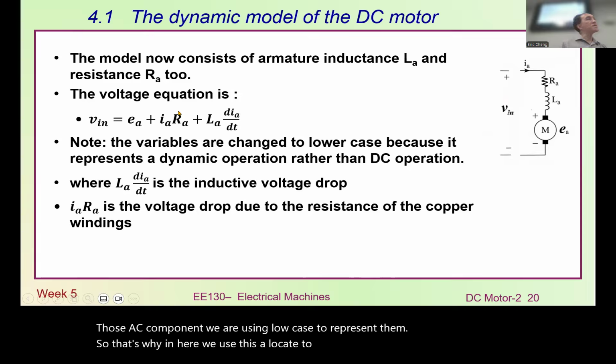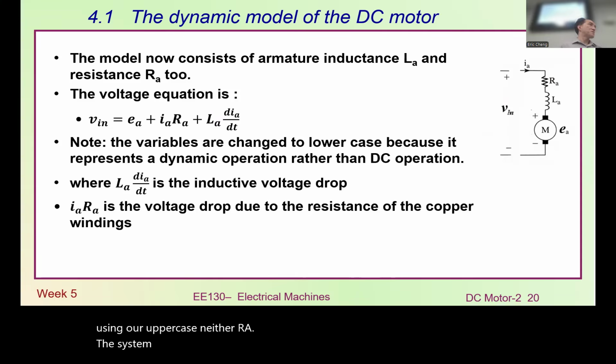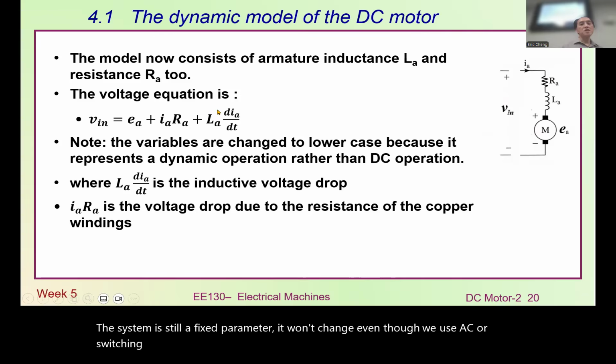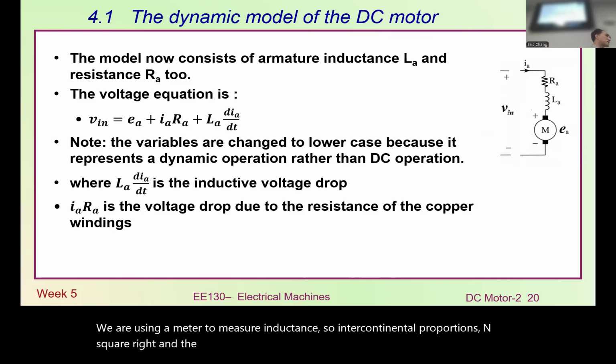Some components we still write in uppercase, like RA. It is still a fixed parameter of the system. It won't change even though we use AC or a switching waveform. The inductance we measure with a meter. Inductance is proportional to N squared and the material, so strictly speaking we don't change the inductance. That's why we use uppercase for LA.